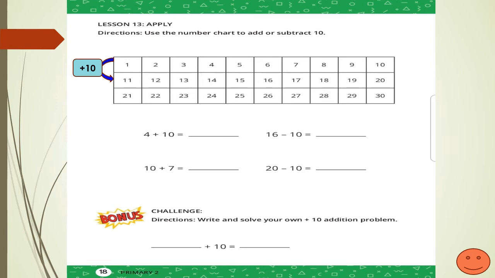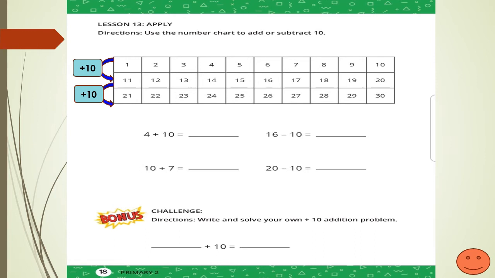4 plus 10 equals 14, and so on. And if I added any number in the second row to 10, it will give me a number in third row, like 11 plus 10 equals 21, 12 plus 10 equals 22, 13 plus 10 equals 23, and so on.